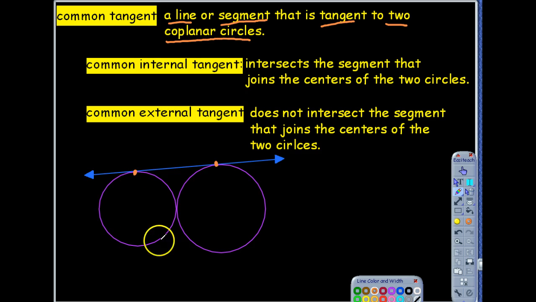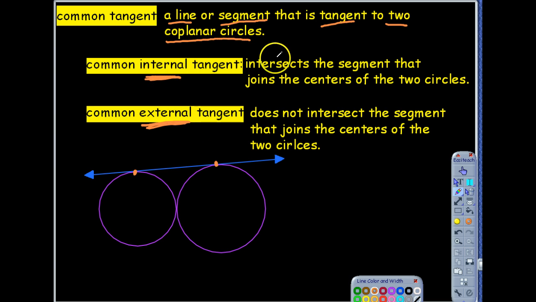There are other tangents that could be common tangents to those two circles. This is one example of a common tangent. It's tangent to both circles in the same plane. Now, when we're talking about common tangents, we could have these things called internal tangents or external tangents. And here's the difference.